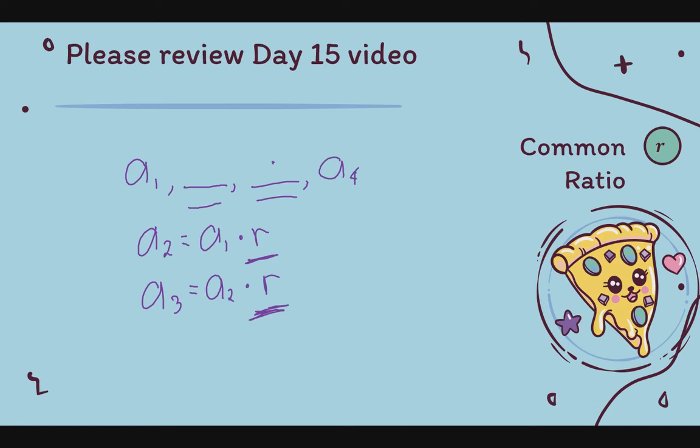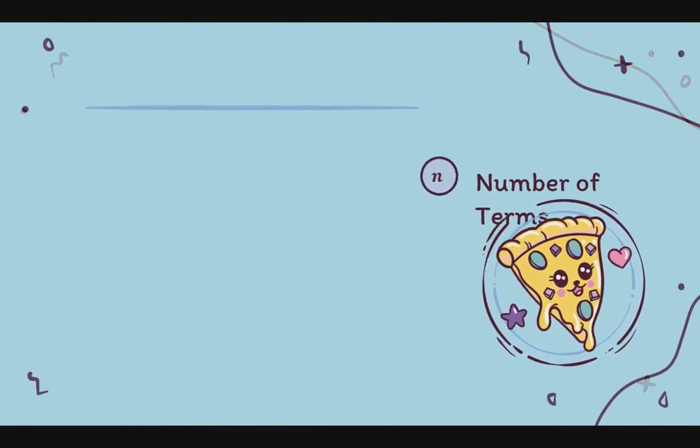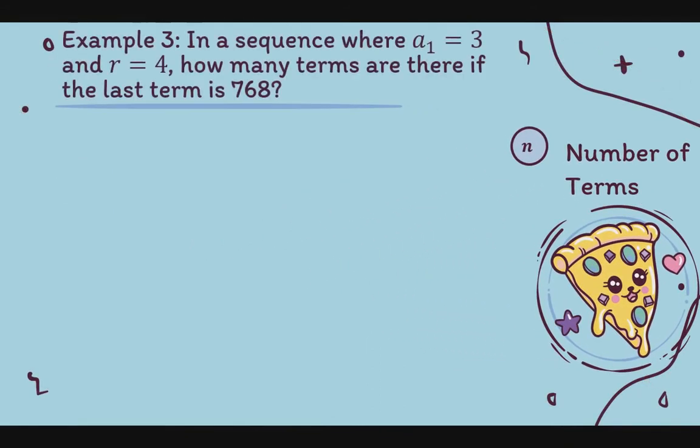So, next, number of terms. Paano naman natin malaman kung ilan ang number of terms ng isang geometric sequence gamit yung ating general formula? So, in a sequence where a sub 1 is 3 and r is equal to 4, how many terms are there if the last term is 768? So, ang ating a sub 1 daw ay 3, 4 naman ang ating r, tapos ang last term is 768. Yan daw yung huli. So, kung yan yung huli, ilan lahat ng terms ang meron tayo?